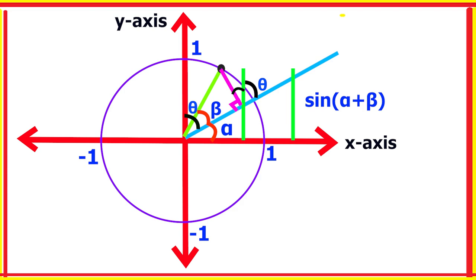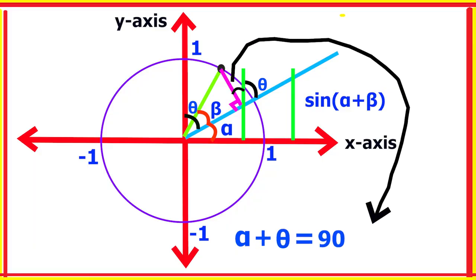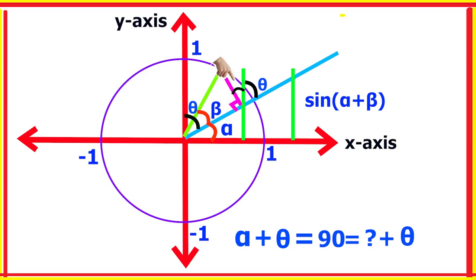If so, when we consider the angle, the positive x-axis and the positive y-axis form an angle of 90 degrees. That means, therefore, this angle is alpha.